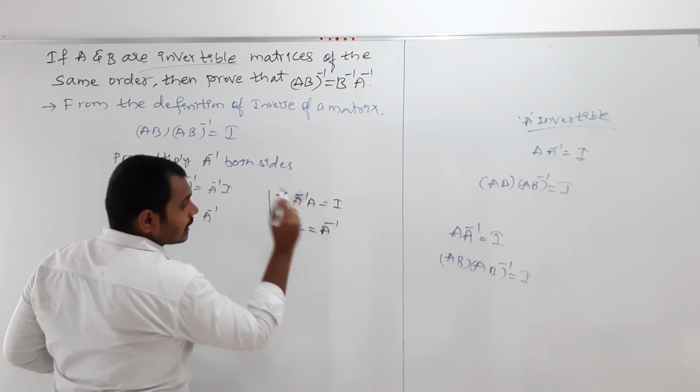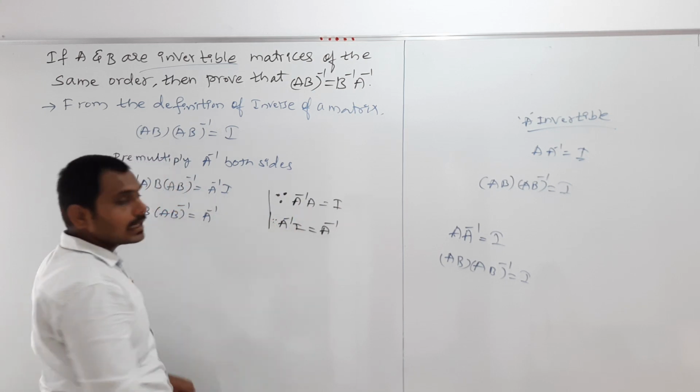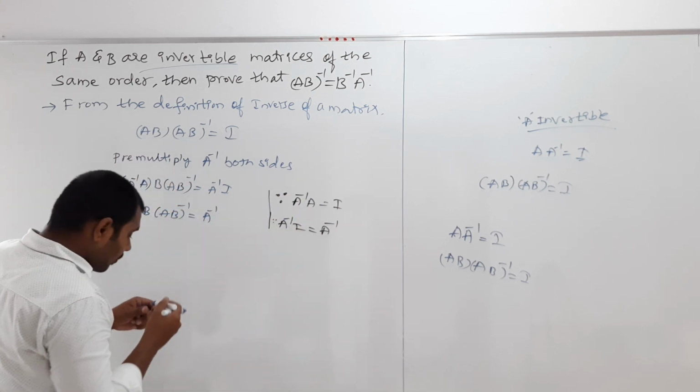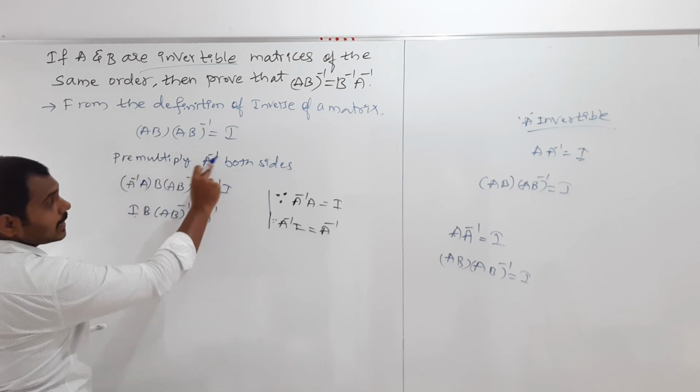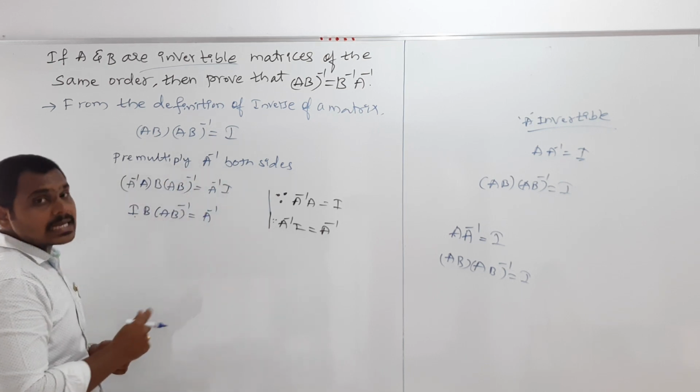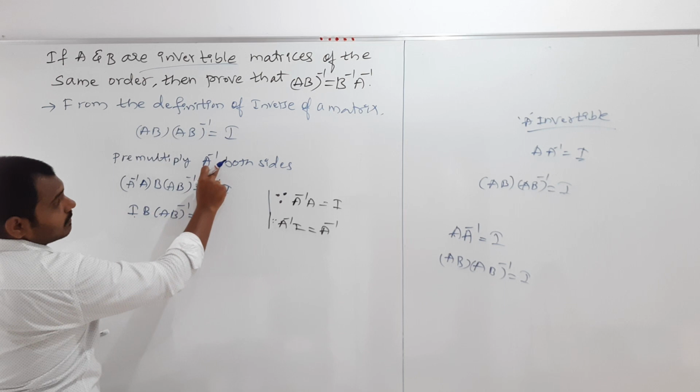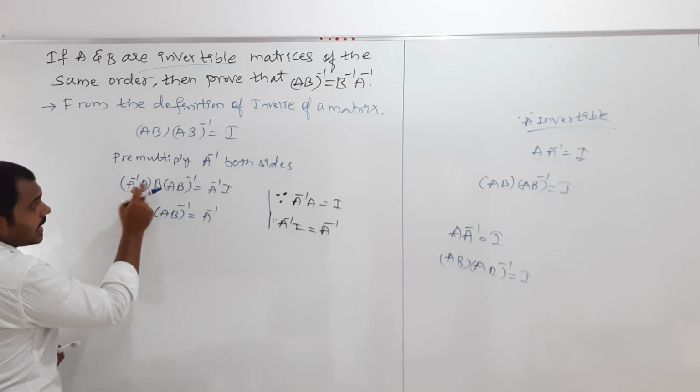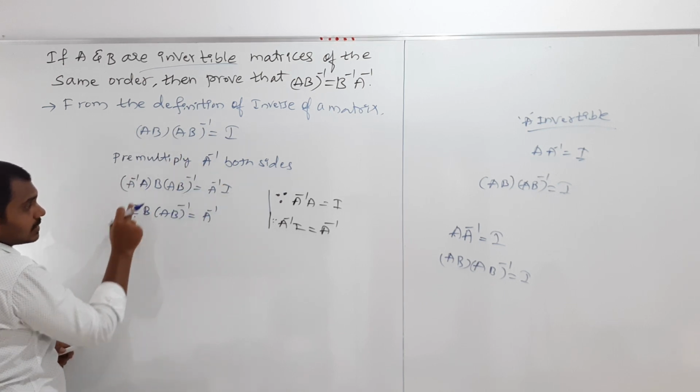Whatever you are multiplying, the same matrix you will get. Clear? So therefore I am writing this. And now, my dear students, I come to this point. How did I multiply? Pre-multiplying both sides with A inverse. I multiplied A inverse to remove this A. Now A inverse into A will become I.